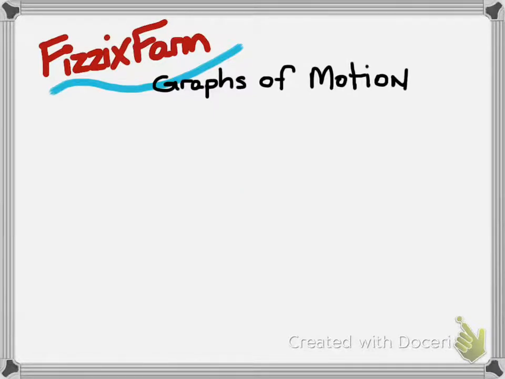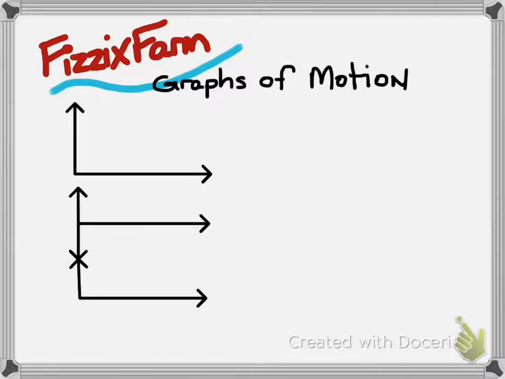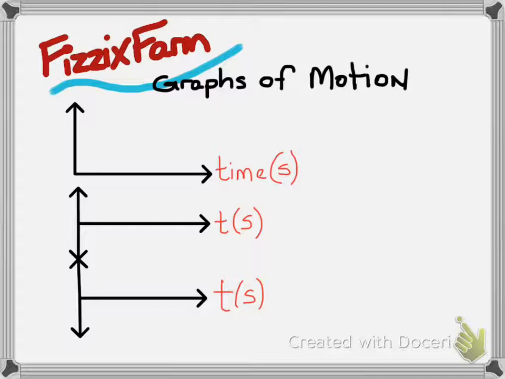Graphs of physical motion are often shown one on top of each other. The reason that's done is because there's a common time axis. So in this case, we can see that these three graphs all have the same axis with the same units, in this case, time in seconds. You can see that the labels for the y-axis, however, are different.